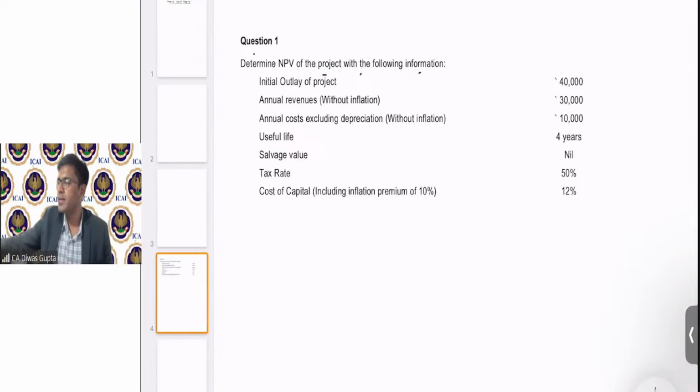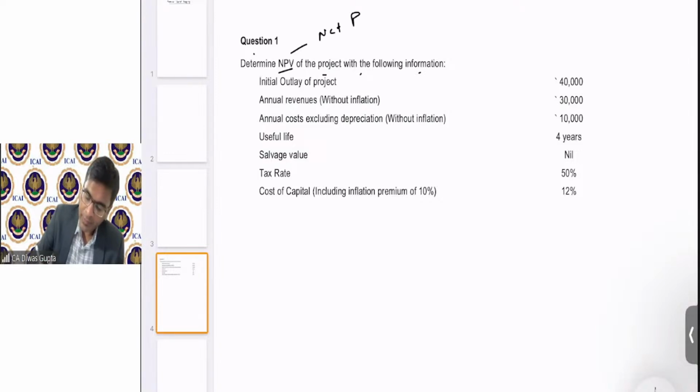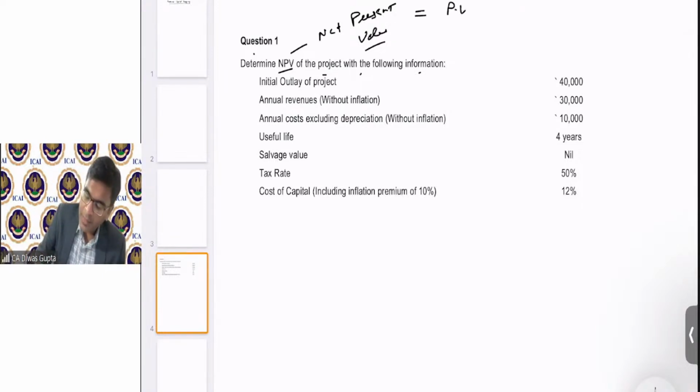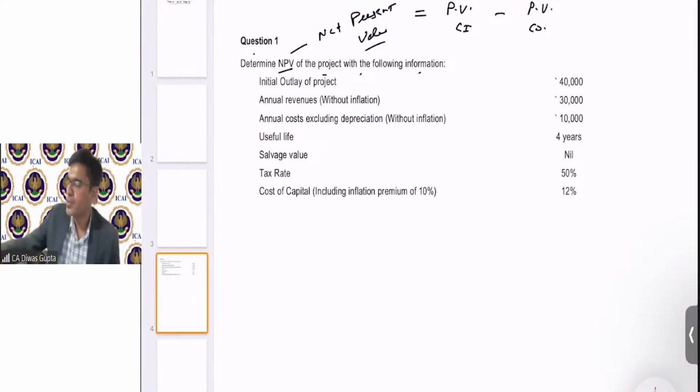Yeah, let's start, students. Perfect. Determine NPV of the project. What is NPV? Net present value. How you calculate net present value? For calculating net present value, you take present value of cash inflows minus present value of cash outflows, correct? Present value cash inflows minus present value of cash outflows. Correct, students? This is how we used to do.